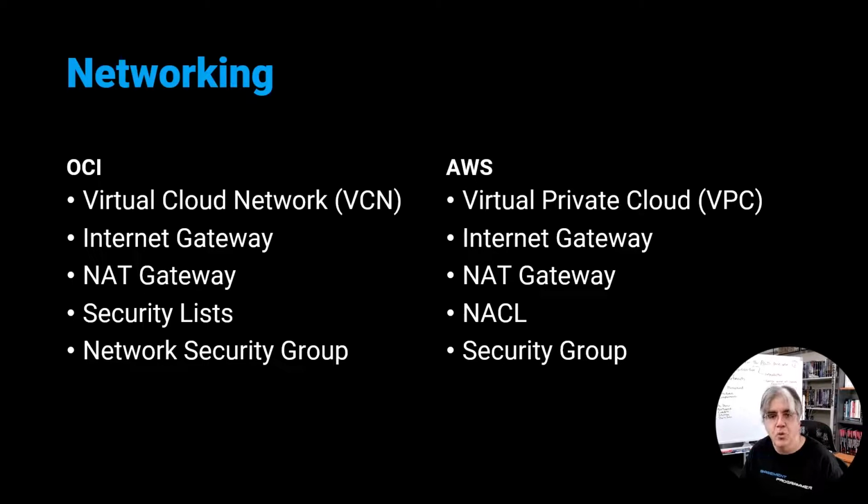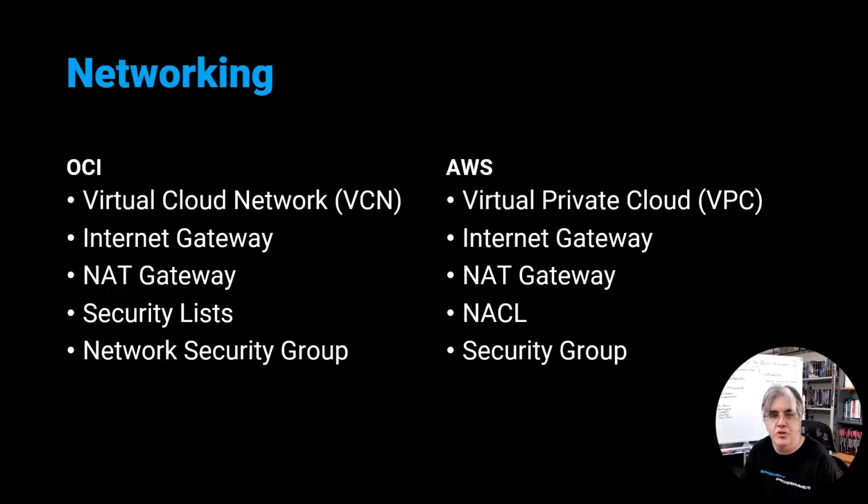Now, AWS requires you to bind a subnet to a specific availability zone. So if you have a network that covers 2 availability zones with public and private subnets, you need to have 4 subnets in total. OCI, on the other hand, allows you to either bind a subnet to an availability domain or create a regional subnet that spans all availability domains in the region. It just works.